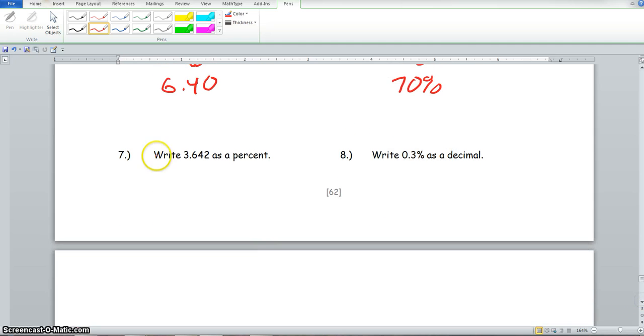Now we come here to number 7. It says write 3.642 as a percent. So we'll move this decimal 2 places to the right. It'll be 364.2%. Then finally number 8, write 0.3% as a decimal. So we have to move this 2 places to the left. It'll be 0.003 as your answer, because you also would drop the percent sign. And that will be it.